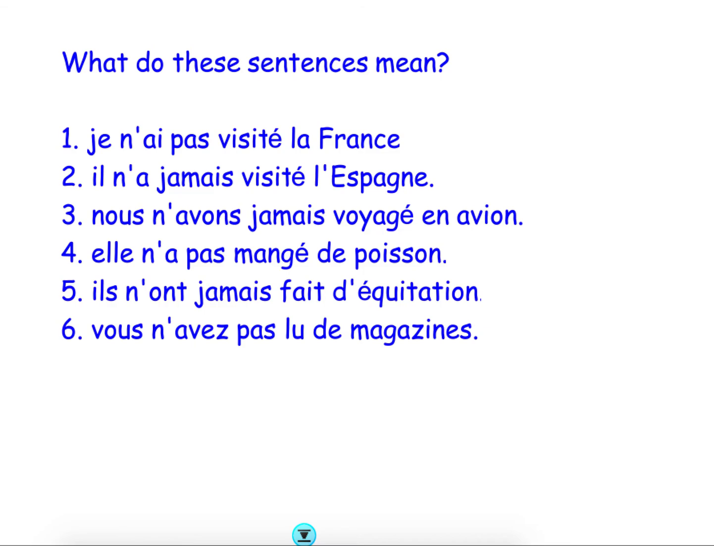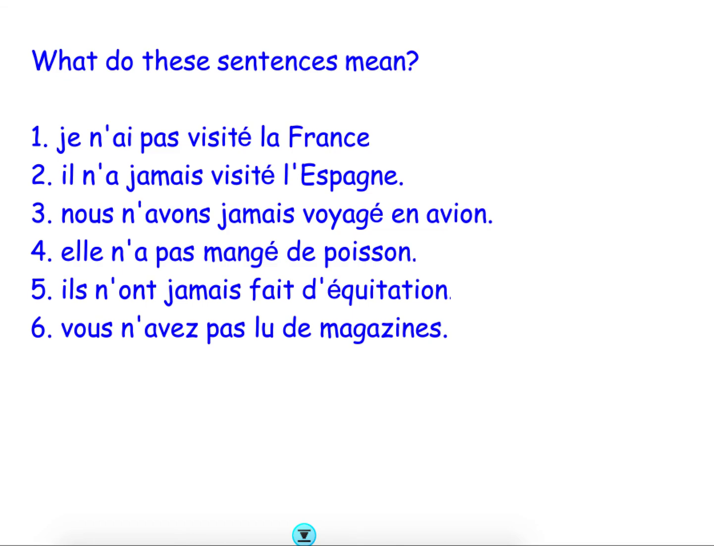So, let's make these sentences positive. Pause the video again and try and put these into positive. So this time, you're taking away the ne and pas. Now remember, you might need to add an apostrophe if the je comes next to something else with a vowel. So, pause the video just now, then we'll go over the answers.